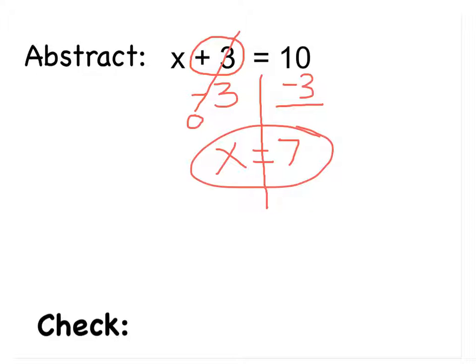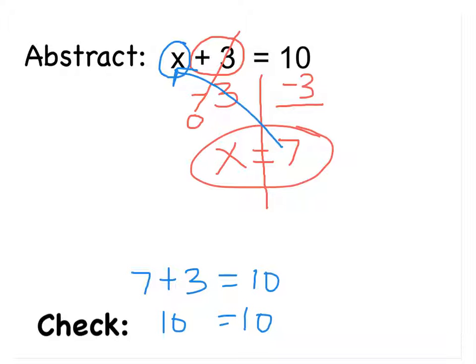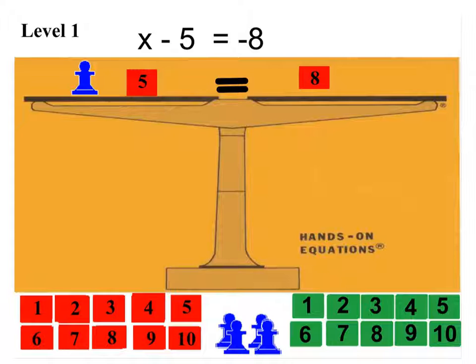We're going to check our solution by rewriting our original equation, but instead of writing x, we're going to write our value instead. We're going to write 7. So I'm going to write 7 plus 3 equals 10. Then I'm going to total up both sides. 7 plus 3 is 10. 10 is 10. So what I notice is that both sides of the scale are balanced and equal. So that lets me know that my solution is correct.